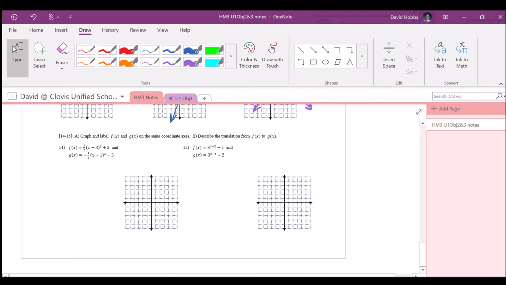Okay, last two problems. Graph and label f and g on the same coordinate axes. Okay, so 14, my function f, I've got it's quadratic, vertex is 3, 2, the a value is positive 1/2, so if I went left and right 1, I would go up 1/2.